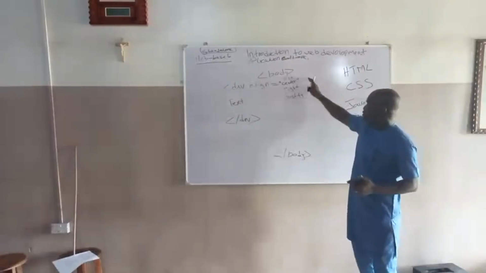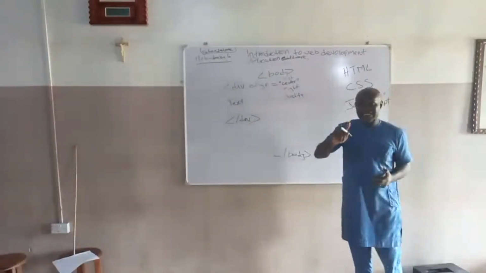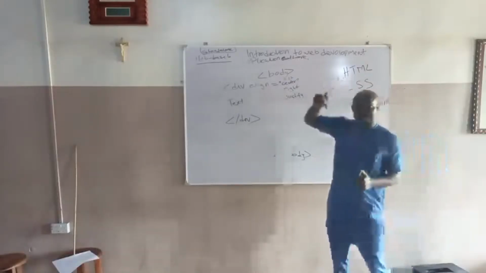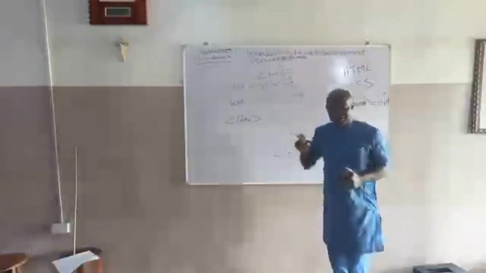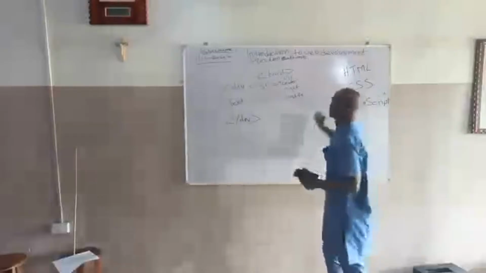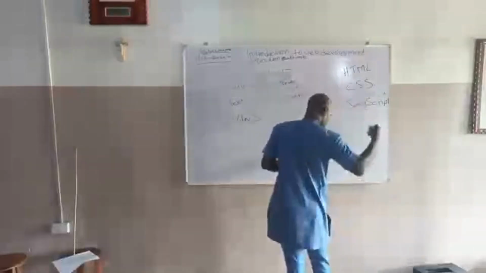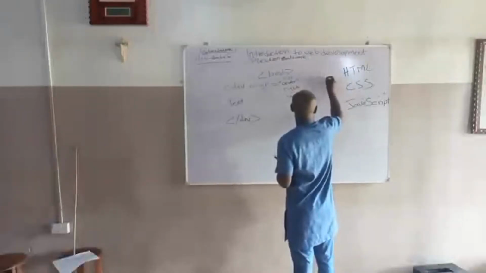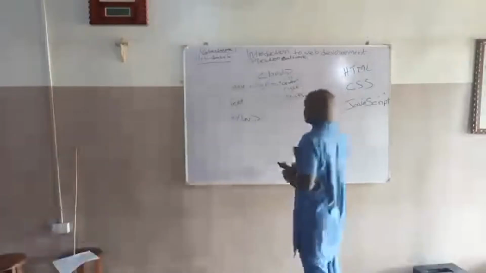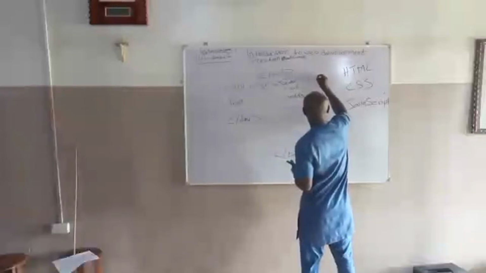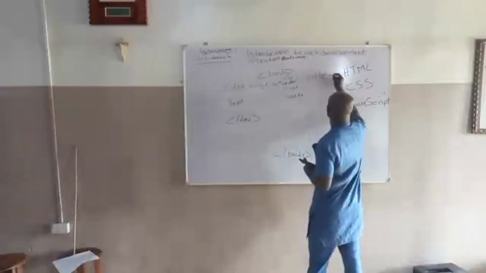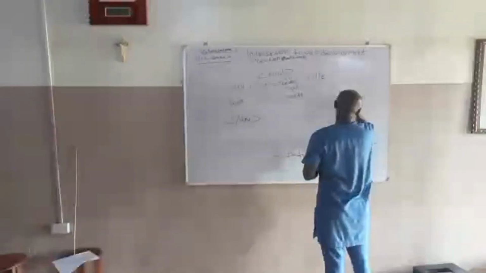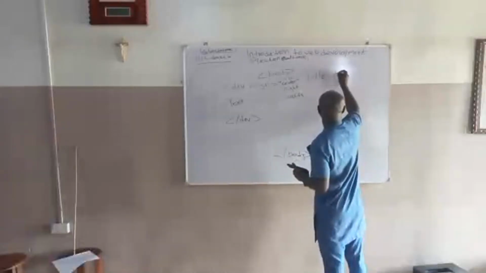So let me introduce another attribute known as what? Title. The other one is the title element. This one is title as what? Attribute. Title. Title equals to.